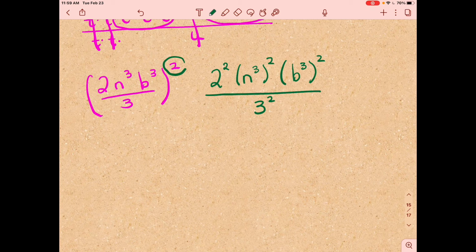So we had to put that on everything inside the parentheses. Okay, let's tidy this up a little bit. 2 squared is 4.